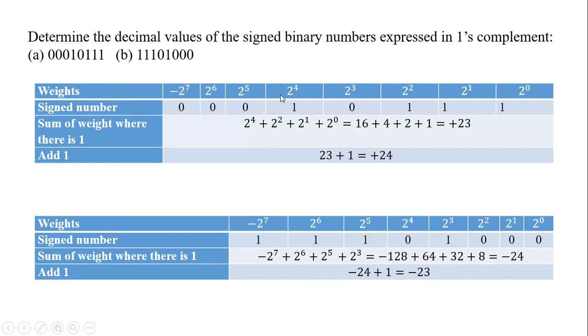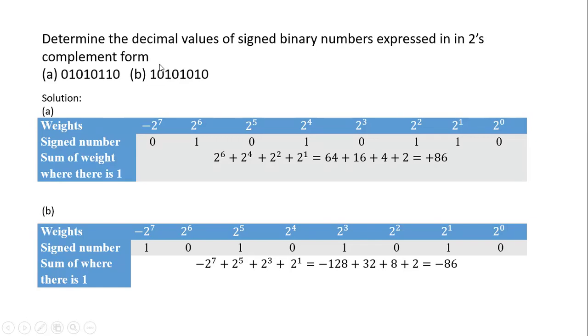So these are the weights of the magnitude bits. This is the signed binary number, sum of weights where there is 1. So here is 1, so 2 raised to power 4. Here is 1, 2 raised to power 2. Here is 1, 2 raised to power 1. And here is 1, 2 raised to power 0. So the sum of weights where there is 1 is 16 plus 4 plus 2 plus 1, which is equal to plus 23. So we add 1 to the result. 23 plus 1 is equal to 24.